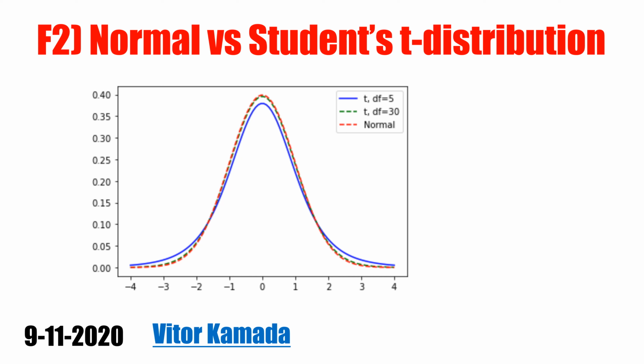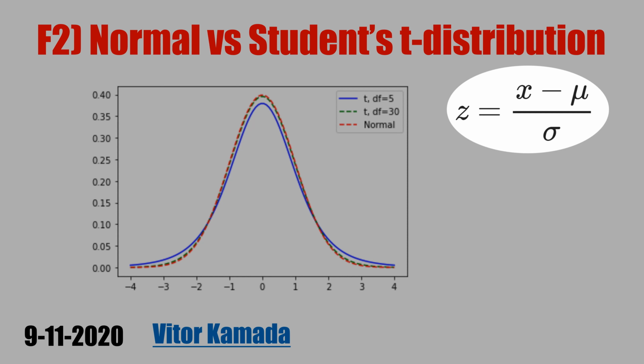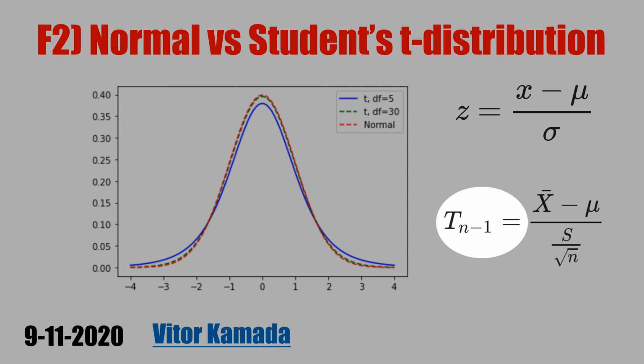In this video, let's see the difference between normal distribution and the t-distribution. The red curve in the graphic is the normal distribution. Let's assume that z follows normal distribution. Z is given by x minus mu of x, that means the mean of x, divided by the standard deviation of x. Now, let's see the t-distribution.